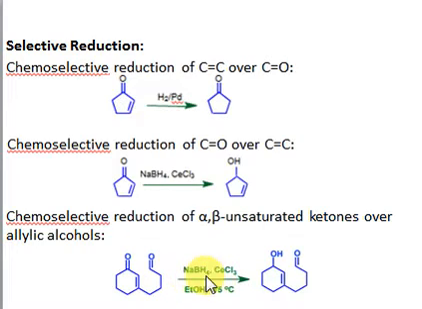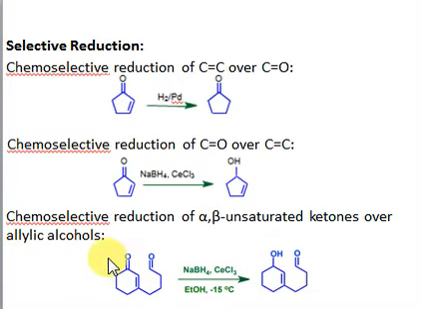So sodium borohydride preferentially reduces the carbonyl group which is conjugated, right? It can also reduce the other carbonyl group, but the product in which that carbonyl group is reduced will be minor. So this reagent has a preference to reduce this alpha beta unsaturated carbonyl group.